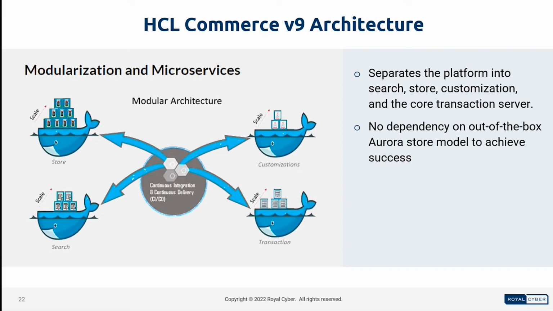Then we have search server. It's also a container server that provides the search engine capabilities for the front-end application. And at the last, we have customization server that runs custom business logic. In HCL Commerce V9, there is no dependency on the out-of-the-box Aurora store model to achieve success.